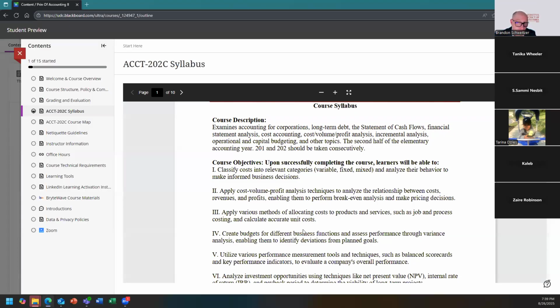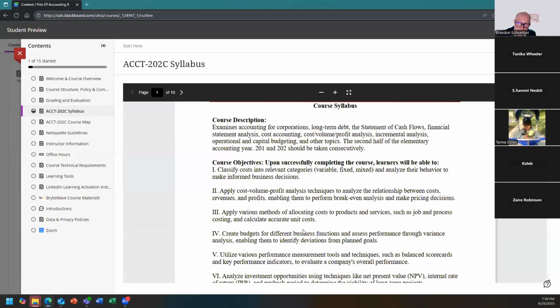Now that we're in Principles of Accounting 2, we're going to look at this from a managerial perspective. So what that means is we are going to focus a lot on things like cost, things like analyzing the financial statements.